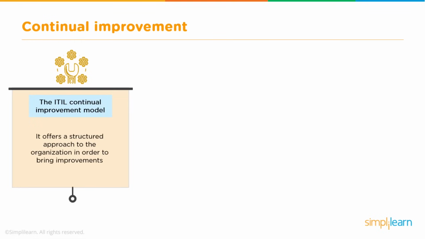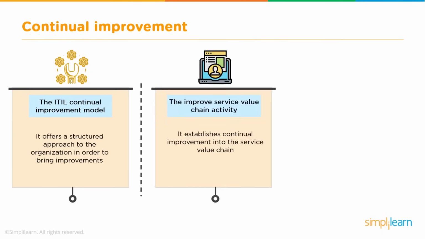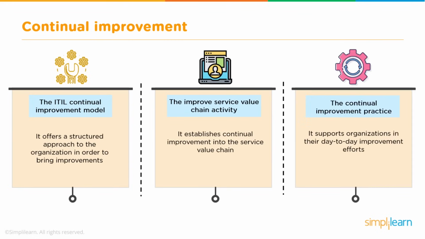And the word used is continual, not continuous. Continual in the sense that we take the approach of PDCA: we plan, do, check and act, and that continues. Then improve service value chain activities, that is, to establish continual improvement into the service value chain, as we saw in the service value chain picture. Then the continual improvement practice, which supports the organization in day-to-day improvement efforts.